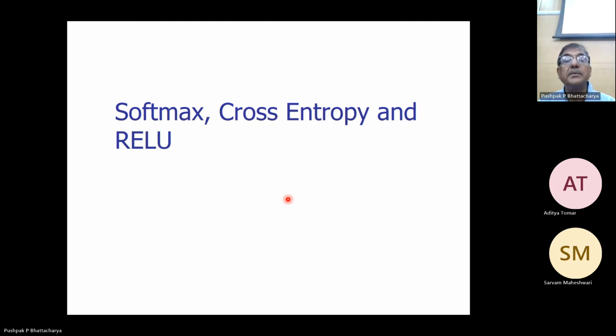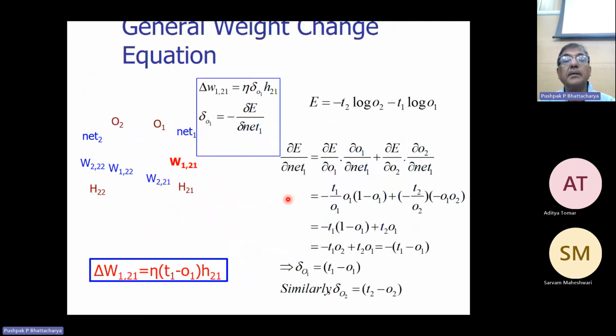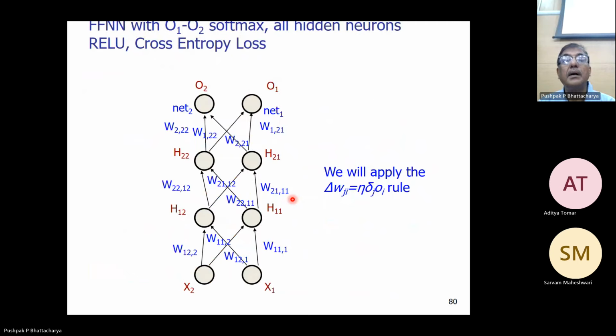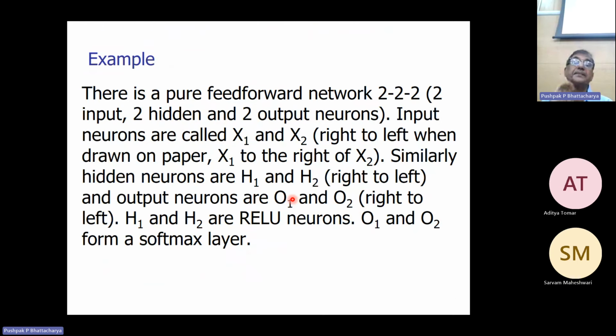Let us see an example. There is a pure feed-forward network 222. This convention is used in deep learning: 2 for input layer neurons, 2 for hidden layer neurons, 2 for output layer neurons. So 2 input, 2 hidden, 2 output neurons. Input neurons are called X1 and X2, right to left when drawn on paper. Similarly, hidden neurons are H1 and H2, and the output neurons are O1 and O2.